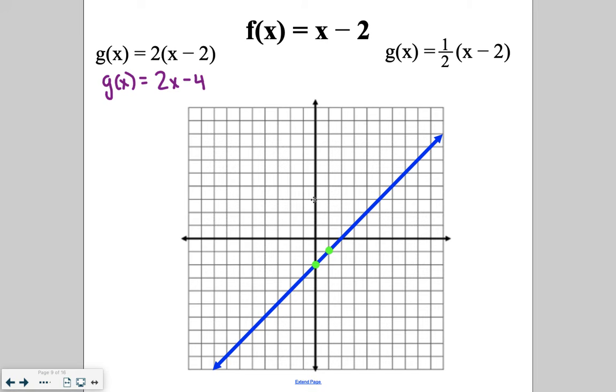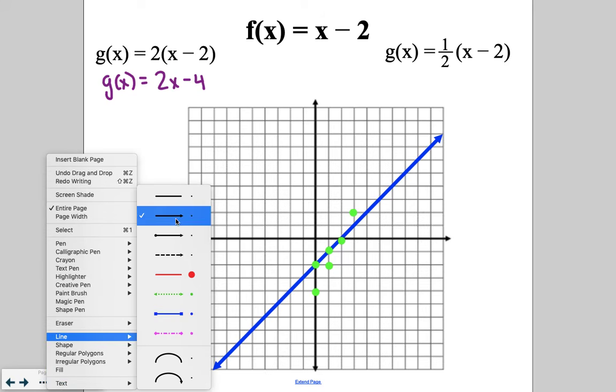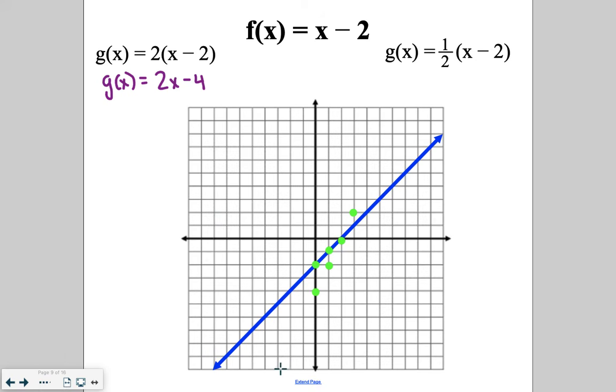So what does that look like on the actual graph? If I plug in 0 to this function, 2 times 0 is 0, minus 4 is negative 4. So your y-intercept is now at negative 4, and then you are going to go up 2 over 1, and up 2 over 1 again, and up 2 over 1 again. When you draw in that new line, you're going to notice that our graph is steeper than it used to be.